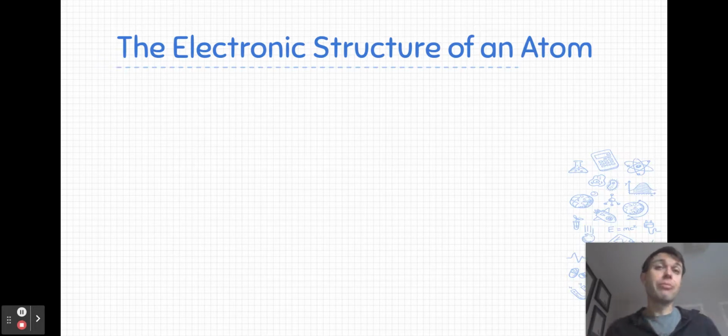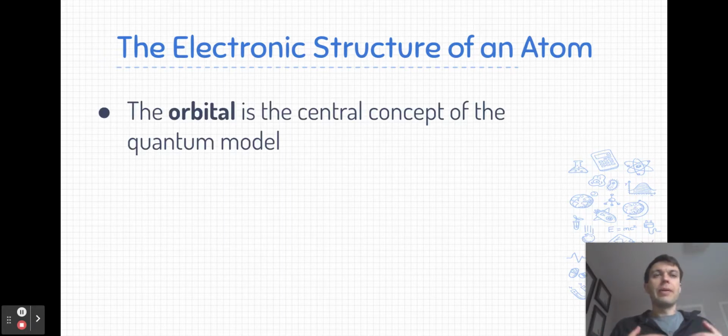Because as you know from previous courses, it is the electrons within the atom which govern the behavior of bonding, chemical reactions, physical and chemical properties, and so on. So understanding the electronic structure will help us understand chemistry. The central concept that we're going to introduce today is the idea of an orbital.